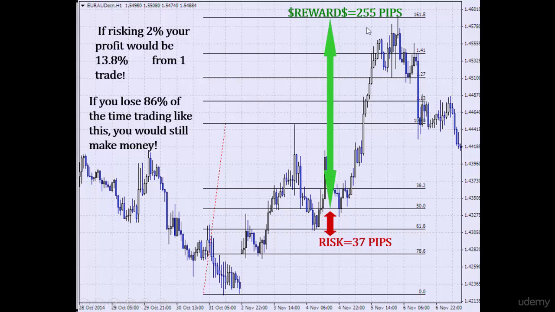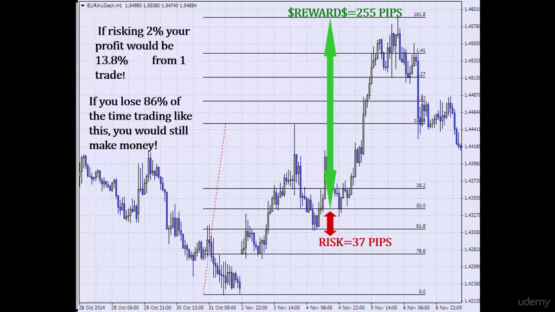The market rallied 255 pips to the 1.618 level before falling. So you would have taken your profits before the market reaches the 1.618 level, and you would have made 13.8% from this trade if you're risking 2%. Isn't that amazing? So if you lose 86% of the time trading like this, you would still make money. This is the beauty of trading using Fibonacci ratios.